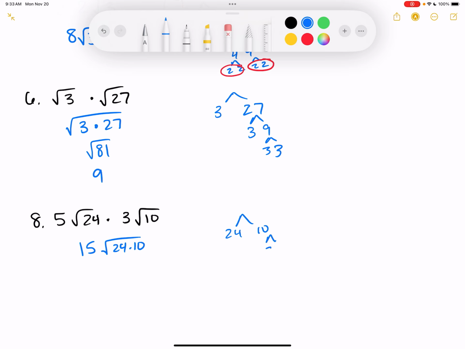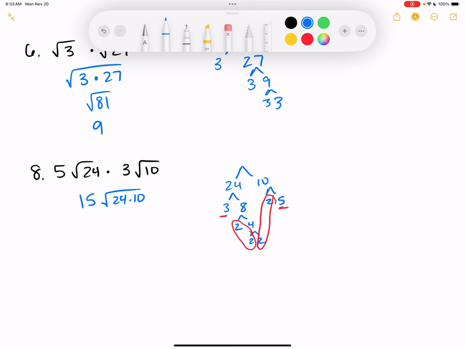So 10 is 2 and 5. 24 is 3 and 8. Obviously, there's other ways you can break it down. 2 and 4, which is 2 and 2. So I have 1 set of 2s, 2 sets of 2s, and then I have a 3 and a 5 left over. So that's going to end up being 15 times 2 times 2 times the square root of 3 times 5, which is 15. Now, you wouldn't need to write this intermediate step. You could just go straight to it. I'm just doing it for reference for you, but that would be 60 square root of 15 for that one.